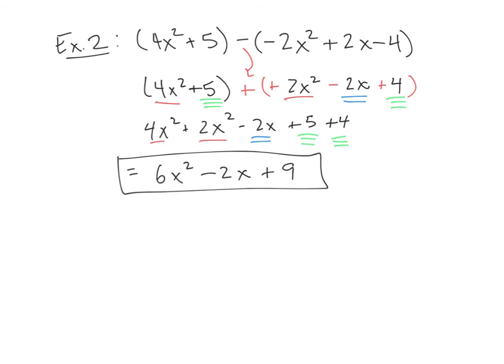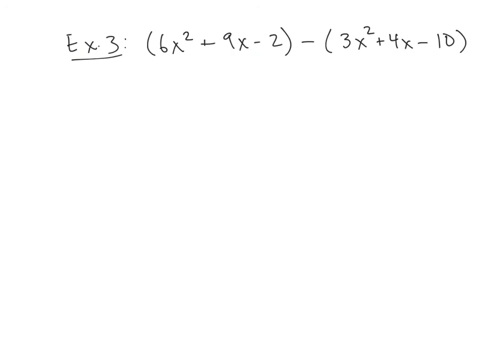One left for you to try on your own. It's going to be a subtraction problem. It's going to follow along just like those two examples on subtraction that we just had. All right, here's one for you to try. 6x squared plus 9x minus 2 is our first polynomial, and we're going to subtract the polynomial 3x squared plus 4x minus 10. So go ahead and work that one out. Subtract the two polynomials and enter your answer when you're ready.